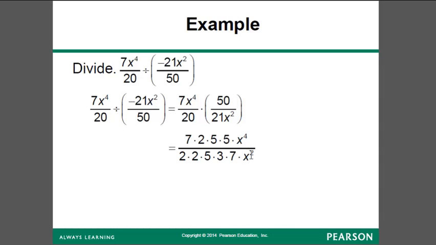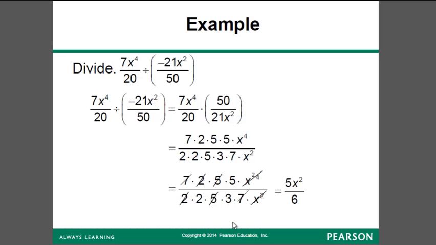I can get rid of this x squared and simplify this x to the 4th, reduce it down into x squared. So on the numerator, I am now left with 5x squared. On the denominator, I am left with 2 times 3, which will give me 5x squared over 6.